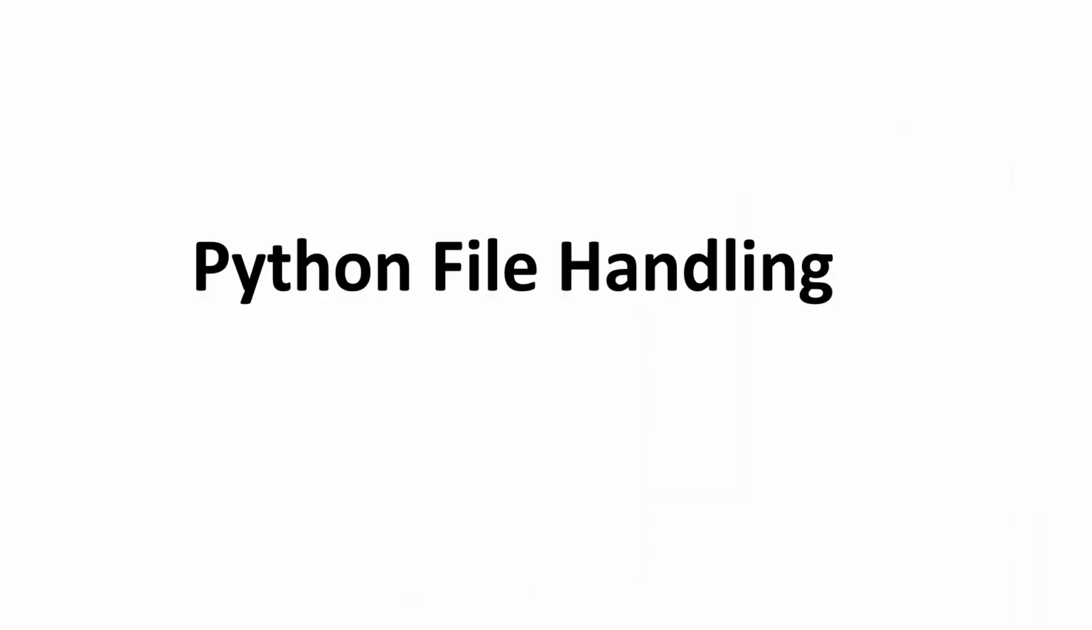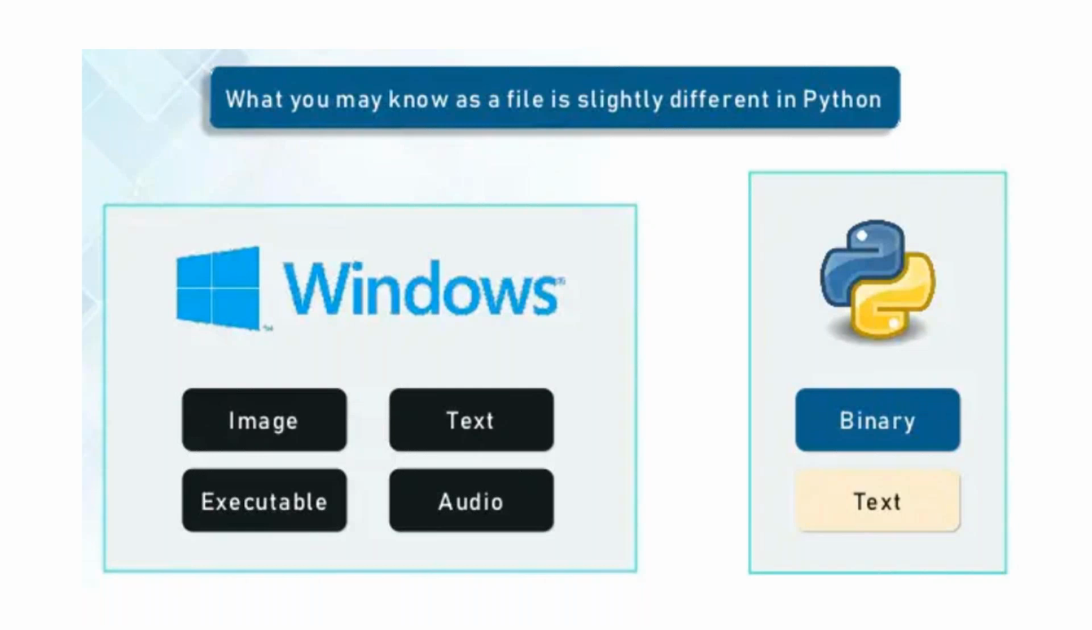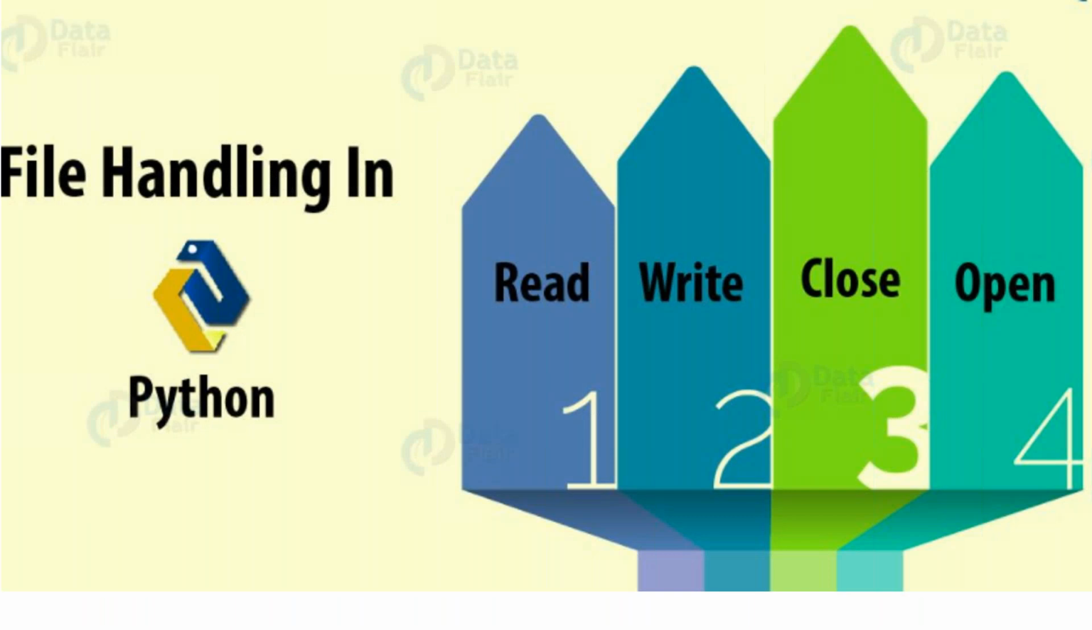So please understand Python file handling. Which are the files? In Windows you have files like image, text, executable, audio. In Linux there is only a text file or binary. Everything is considered as text or binary, nothing else. So how do you do that? These are the 4 file handling methods or functions, you can call them, which we have: read, write, close, and open. Many more are there. I'm not talking about all, but these are the often used.